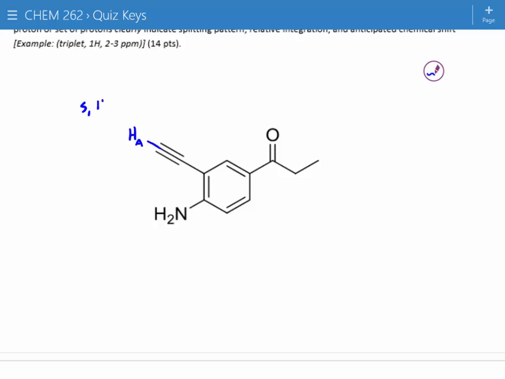Singlet. It should integrate as 1 proton. And it should show up actually around 2 ppm. If you were within the ballpark, I give you credit for that one.